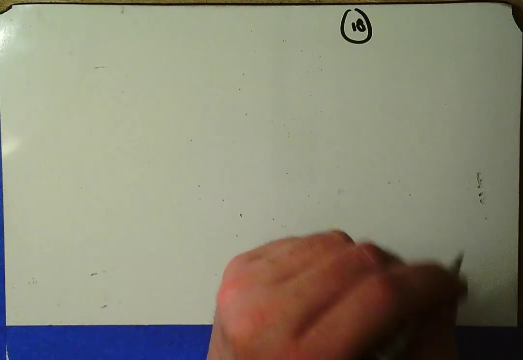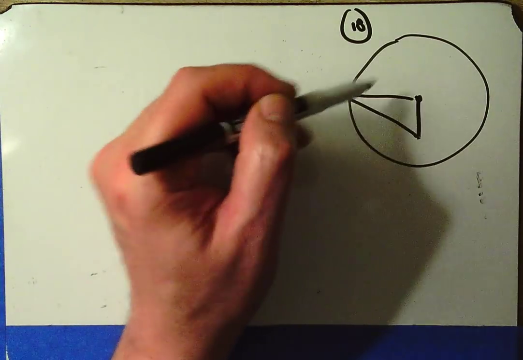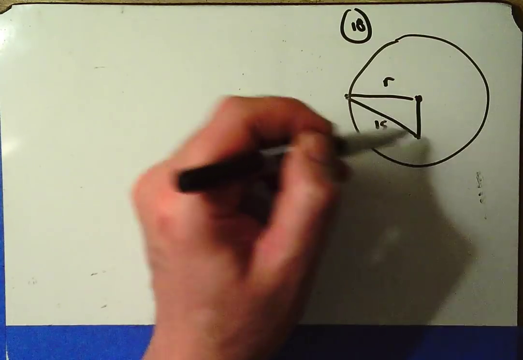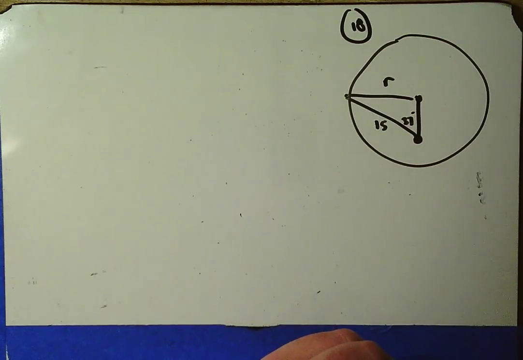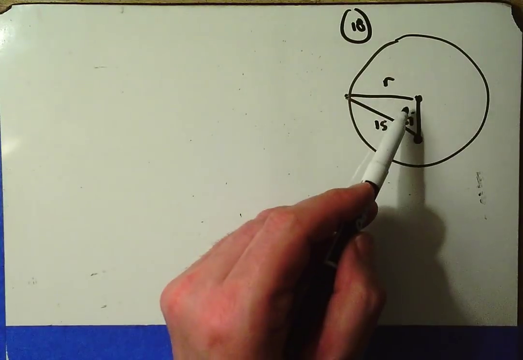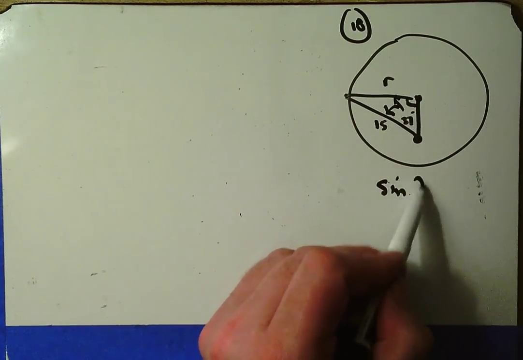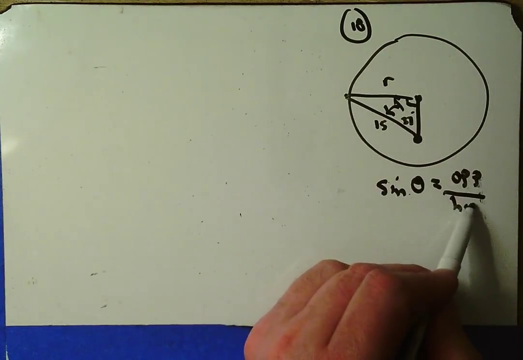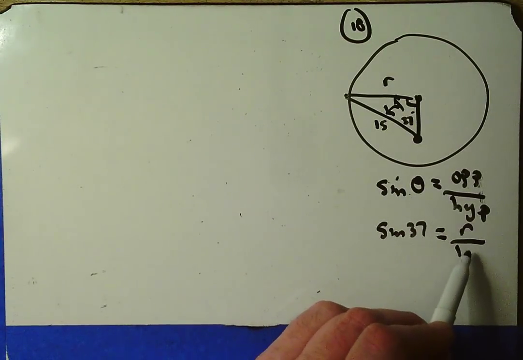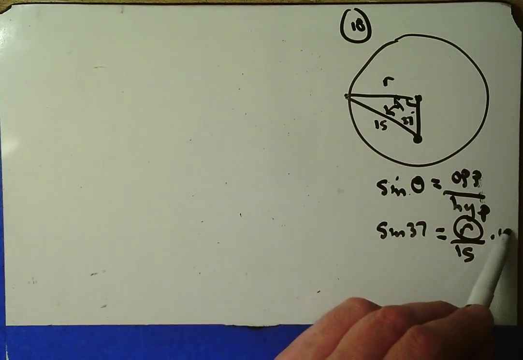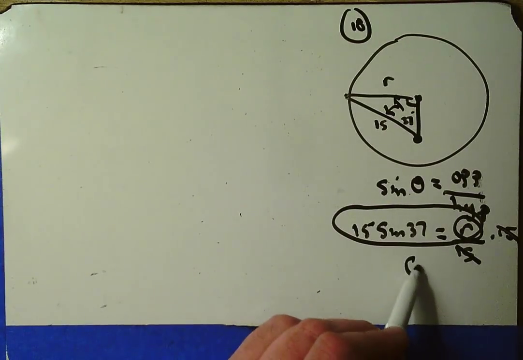Okay, let's take a look at 18. Point C is the center, and the angle is 37 degrees. This is a radius, this is 15, and this is 37 degrees. Which of the following expresses the length of the radius? Well, that's using opposite and hypotenuse in this right triangle, and I know sine of theta is opposite over hypotenuse. So the sine of 37 equals radius over 15. They asked me to find the radius, so I need to multiply both sides by 15. There's the radius, and that corresponds with choice G.